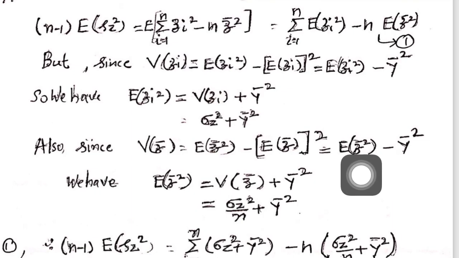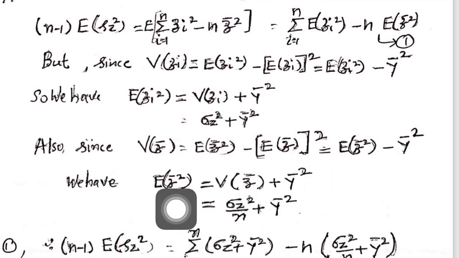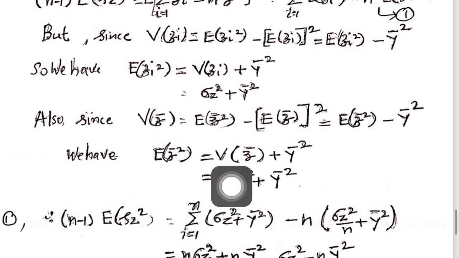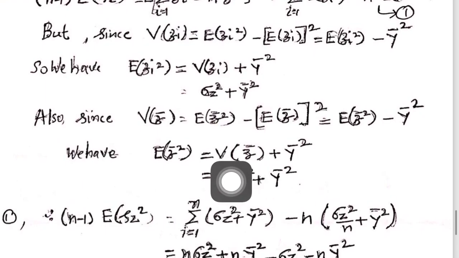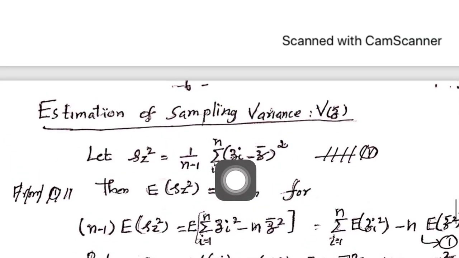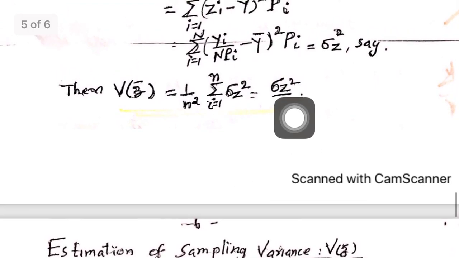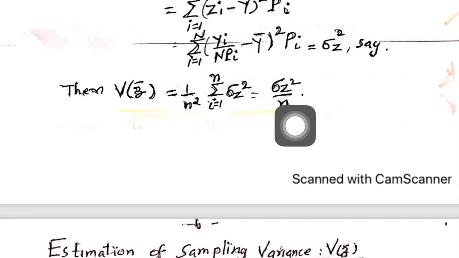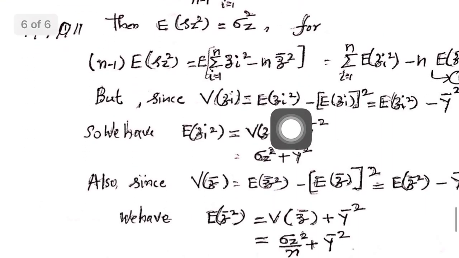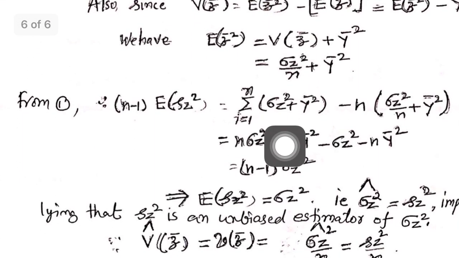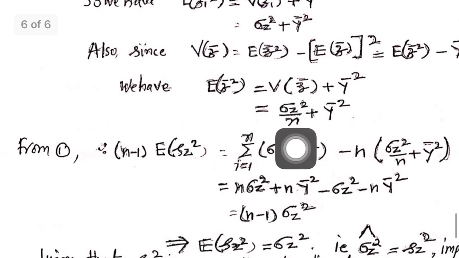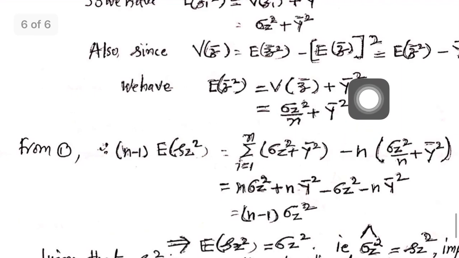So you take the expectation of z bar square on the left hand side; that will be equal to the variance of z bar plus Y bar square. But what is the variance of z bar? We have already proved that it is equal to sigma z square divided by n. Therefore, the expectation of z bar square is equal to the variance of z bar plus Y bar square, that is equal to sigma z square divided by n plus Y bar square.